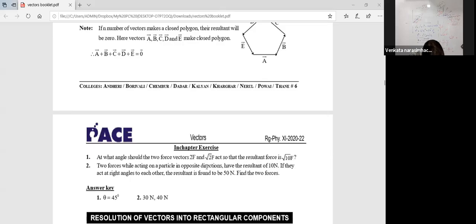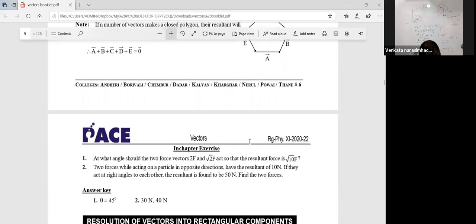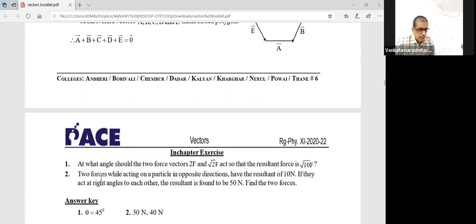Can you people see these two problems 1 and 2? Yes, sir. I'll give you 5 minutes to solve both, question number 1 and question number 2.